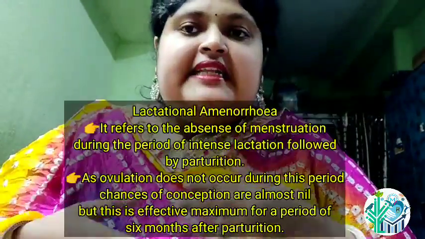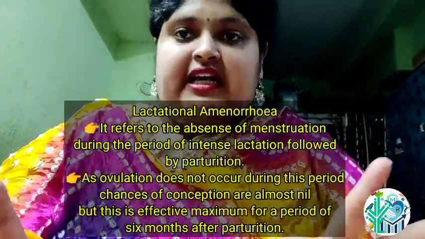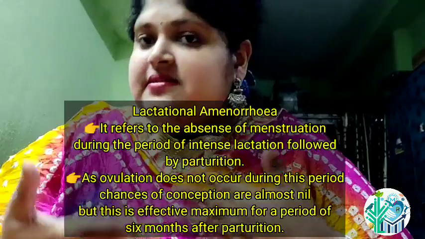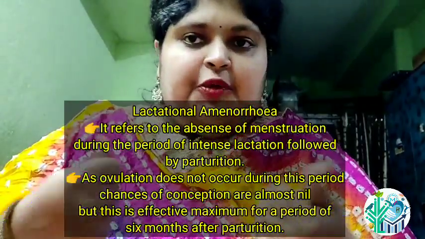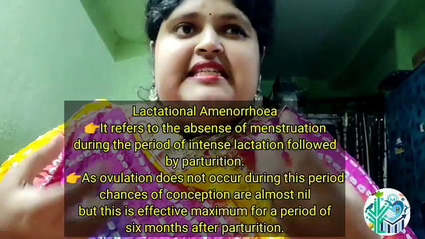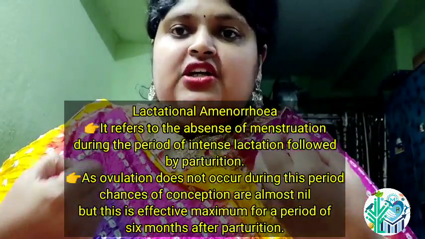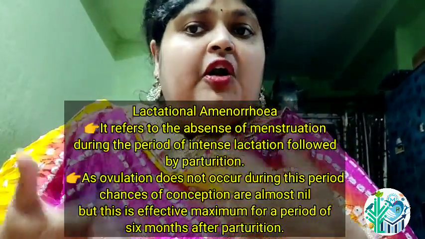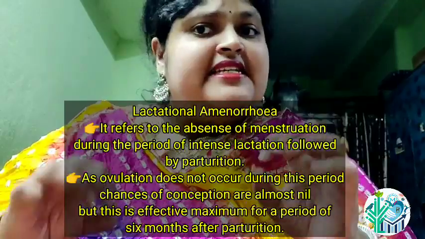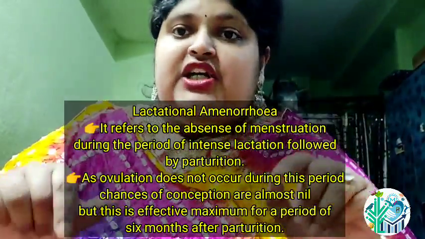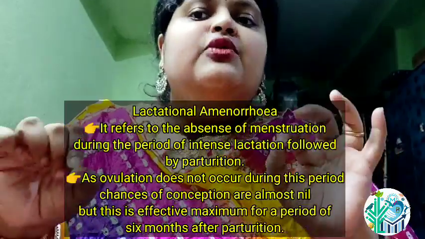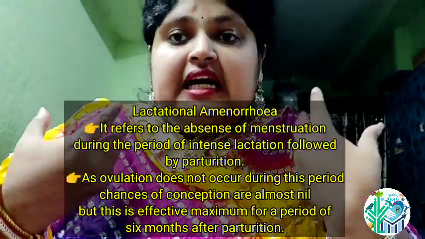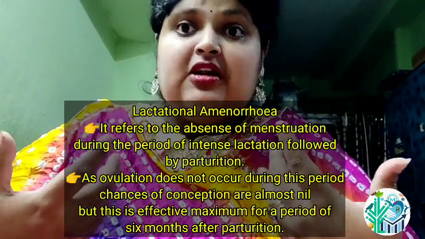Coming to the third method, that is lactational amenorrhea. So what happens in this method? Lactation means release of milk for the baby, for the newborn, for the infant. And amenorrhea means the condition of no menstruation. जब menstruation बंद हो जाता है, that normally occurs during pregnancy. Pregnancy के time में normally होता है, but lactation के time में भी menstrual cycle continue नहीं होता है. So that period is called amenorrhea, the period of no menstruation.